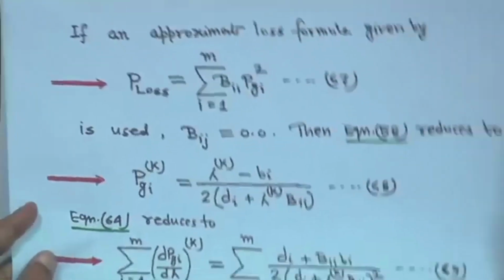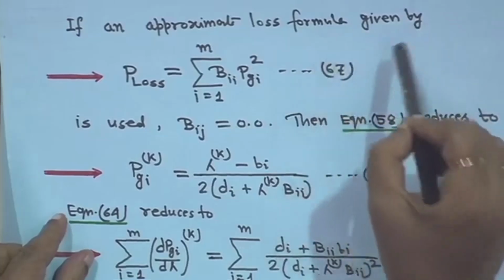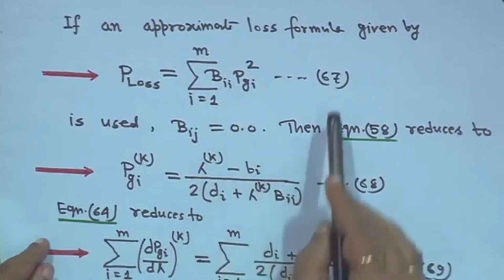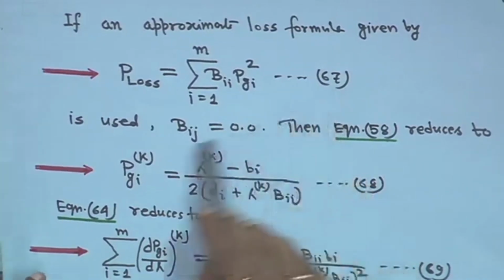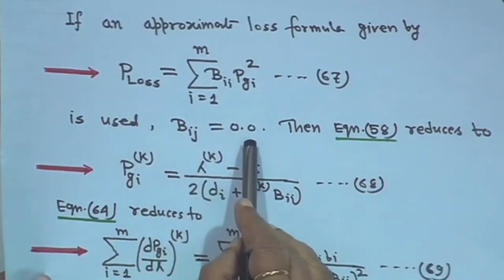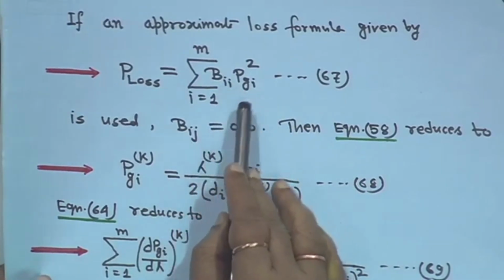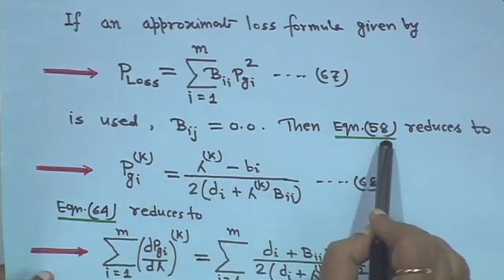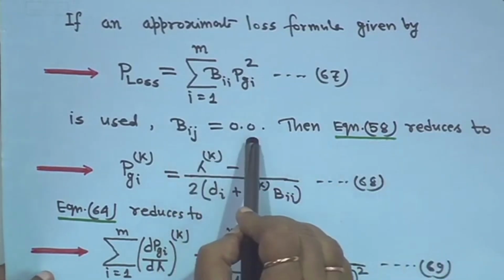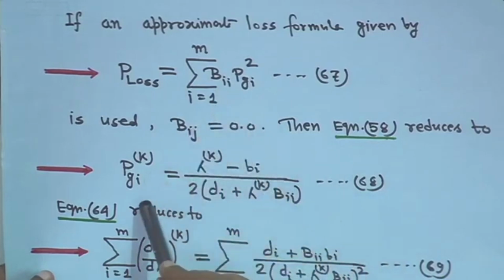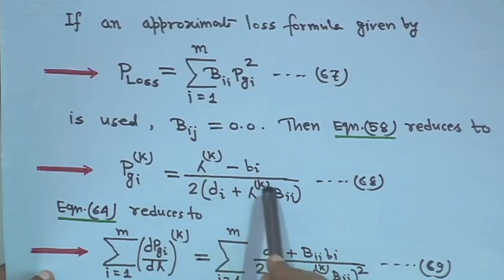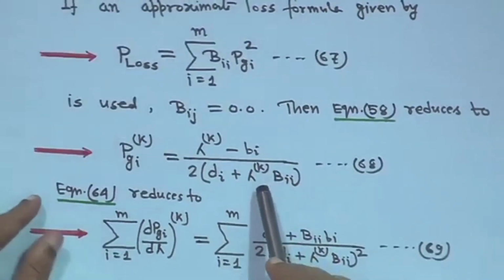Now, in an approximate loss formula, suppose it is given like this: Ploss is equal to the summation i equal to 1 to m of Bii PGi square. That is equation 67. That means here Bij is equal to 0, so no Bij, only Bii is there. Then equation 58 reduces to, that means in equation 58 you substitute Bij equal to 0, but Bii will be there. That means PGik will become (λk minus bi) divided by 2 into (di plus λk Bii). λk means λ's value at the kth iteration.